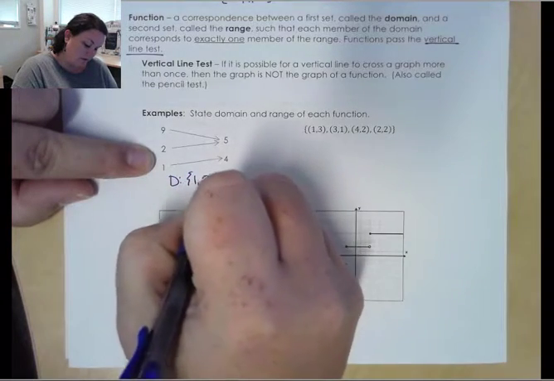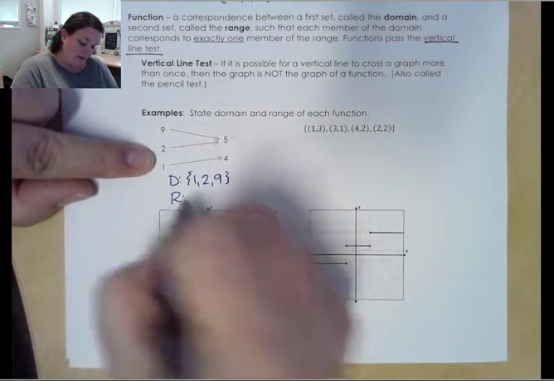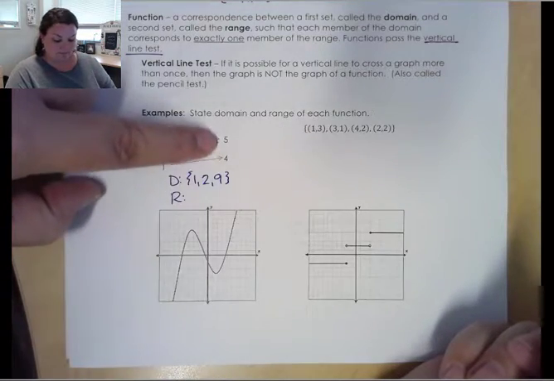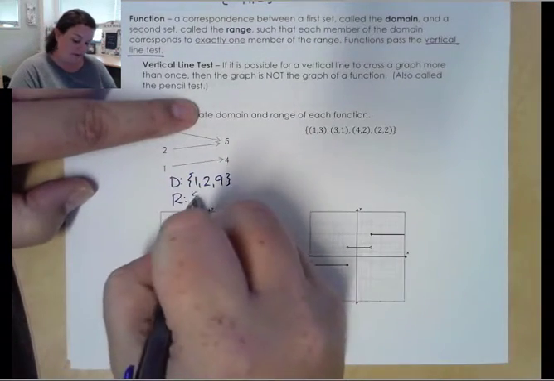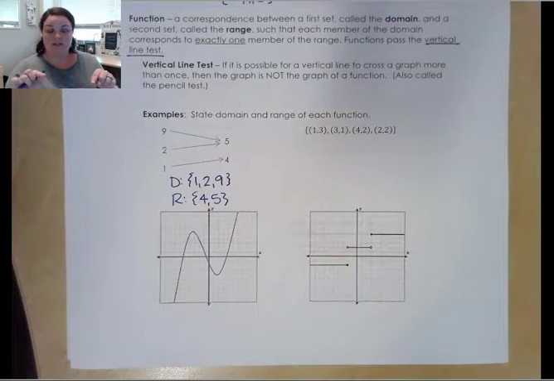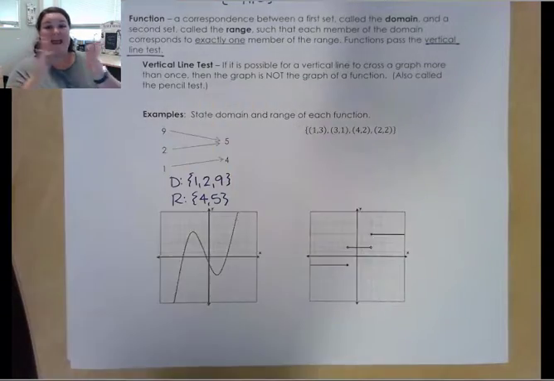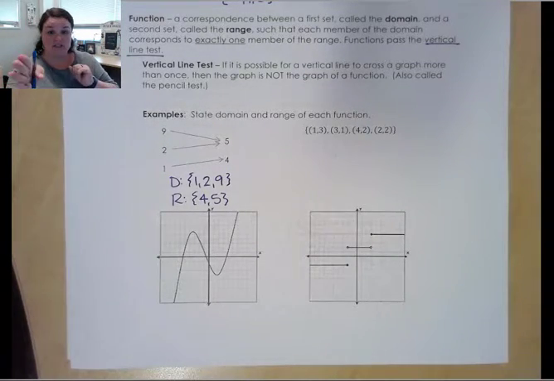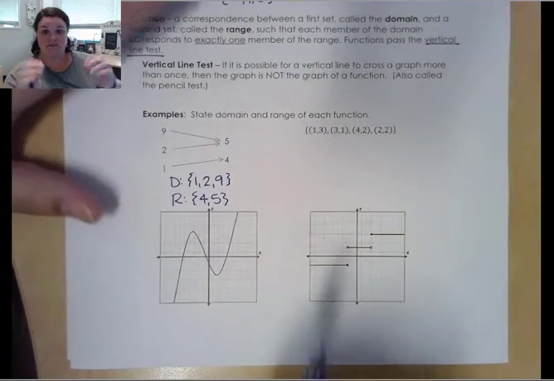So this would just be 1, 2, and 9. And our range values are our output values, again, from smallest to largest, so 4 and 5. And we're using our little squiggly braces because we're not saying it goes from 4 to 5 and everything in between. We're saying it's just 4 or just 5, right?